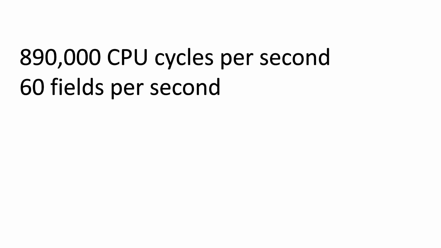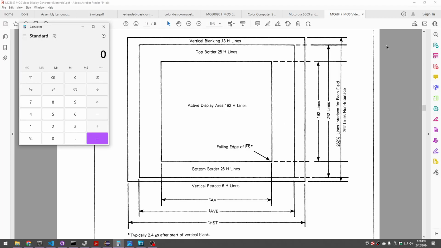Now within that field, how many scan lines do we have? According to the 6847 datasheet, the whole screen is divided up into these sections. So starting with vertical blanking, there's 13 horizontal lines worth of vertical blanking, another 25 for the top border, 192 for the active display area that we're all familiar with, 26 for the bottom border, and then another 6 for the vertical retrace. That gives us 262.